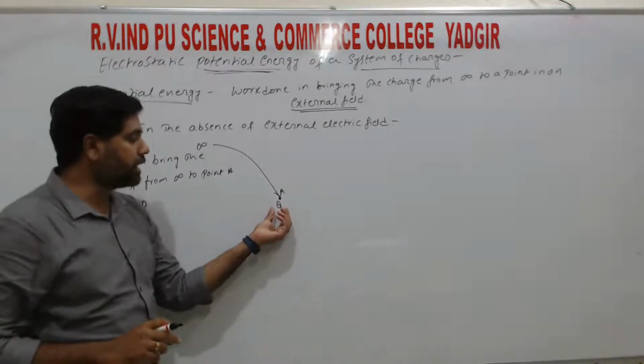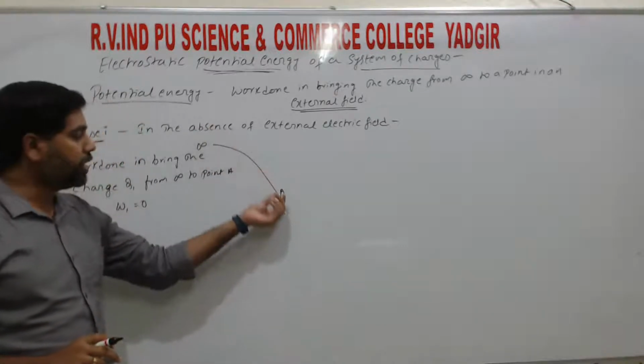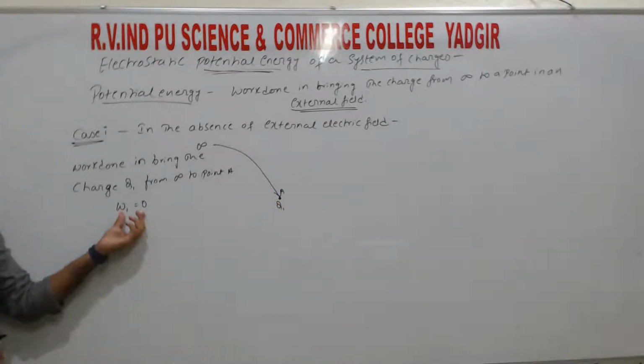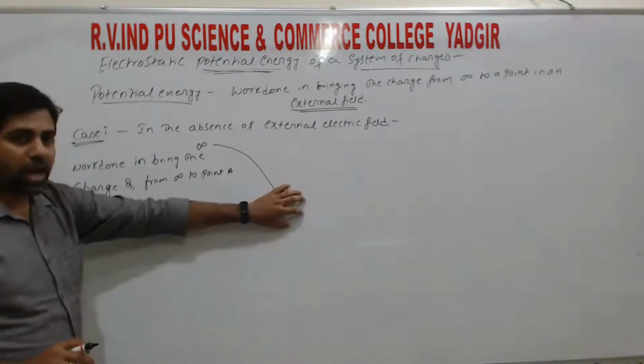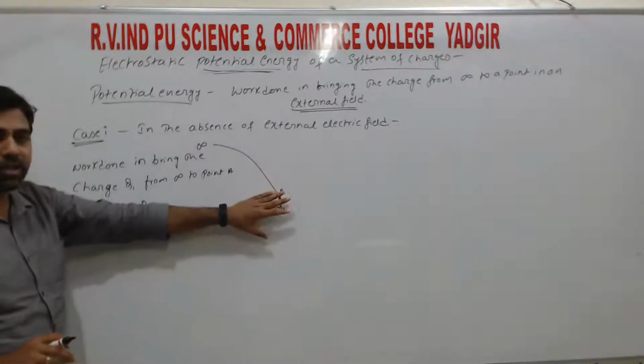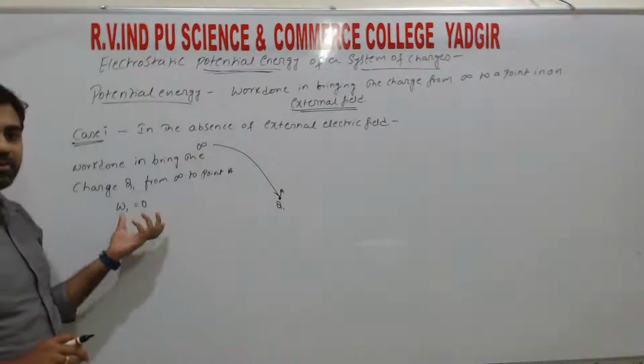So first we are bringing the charge q1 from infinity in the absence of the external field, hence the work done is 0. For work to be done, what do we need? An external field should be there. So here we don't have any external field, hence the work done is 0, right?